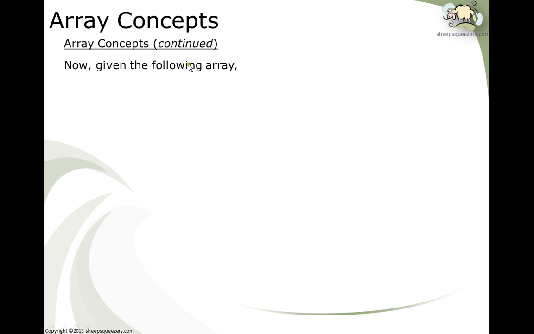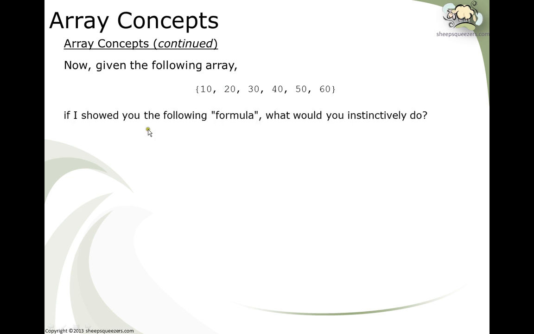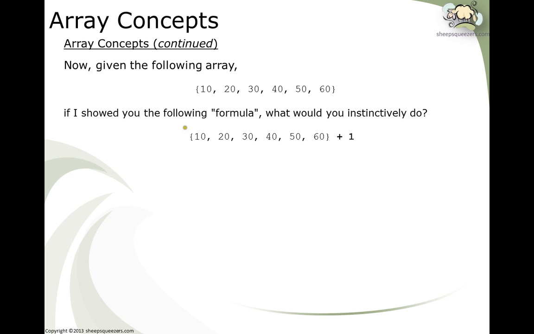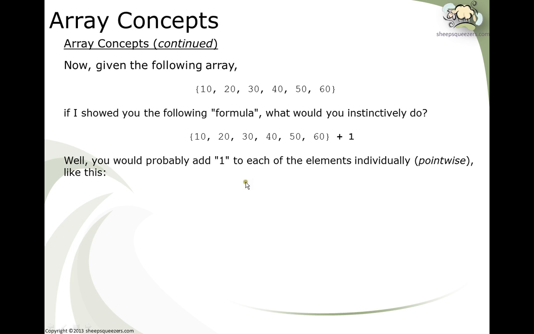So now, given the following array we've seen before, 10, 20, 30, up to 60, if I showed you the following formula, which is not a real mathematical formula, what would you instinctively do when you see it? Besides retch, I mean. Here's an array, 10, 20, 30 through 60, and then I'm adding plus 1. What would you instinctively do with this plus 1? Well, you would probably add plus 1 to each of the individual array elements, this one, and this one up to this one.